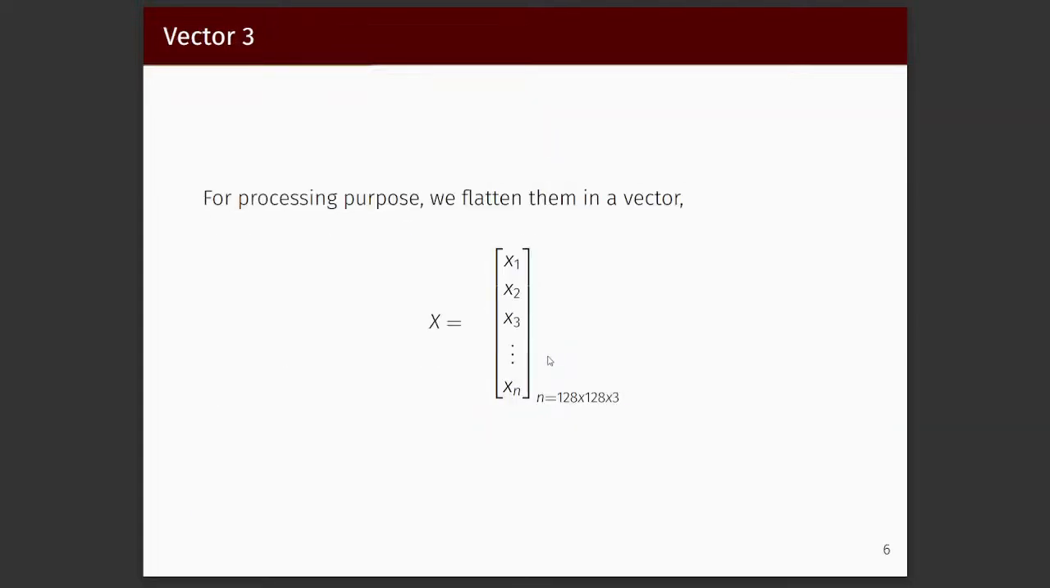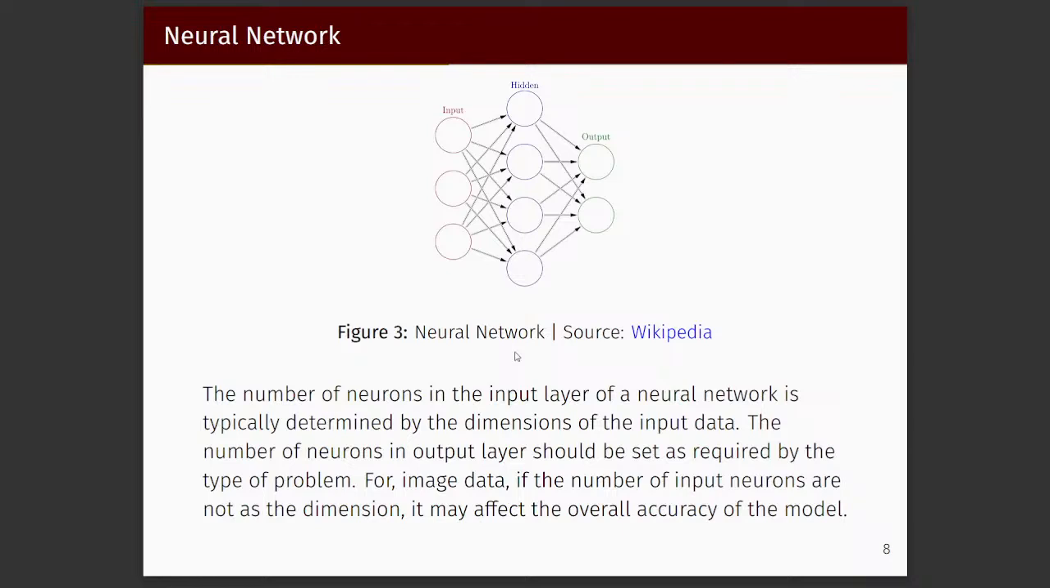In this part, we have 128 times 128 times 3 input values. So if we use that image as a training set, we will have 128 times 128 times 3 input neurons, these red dots which we are seeing.